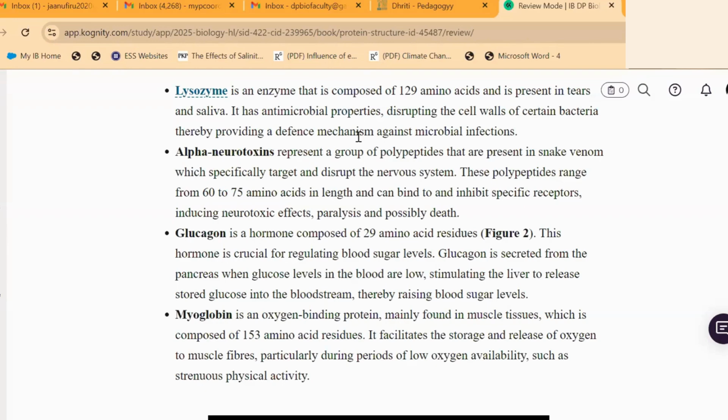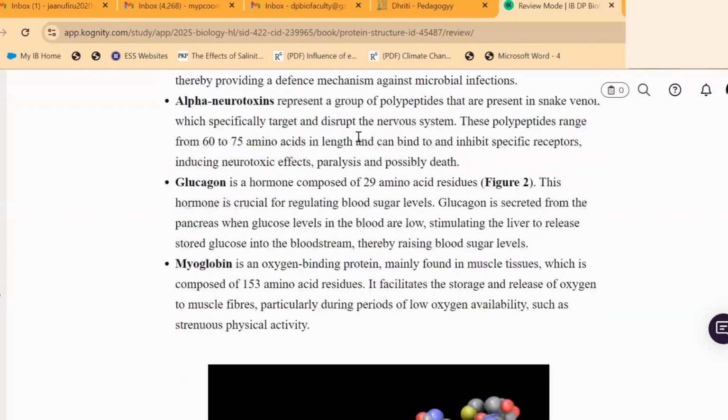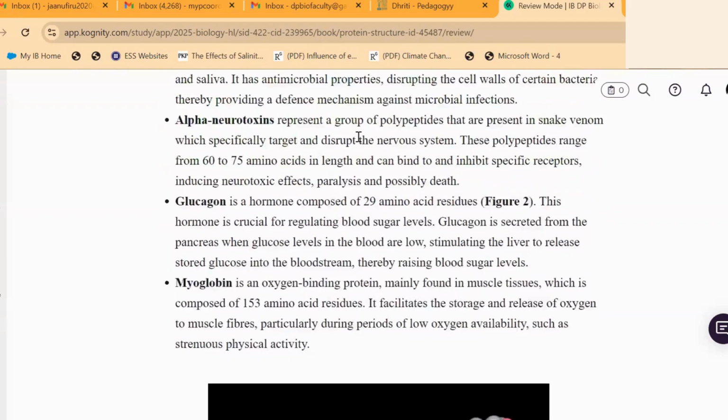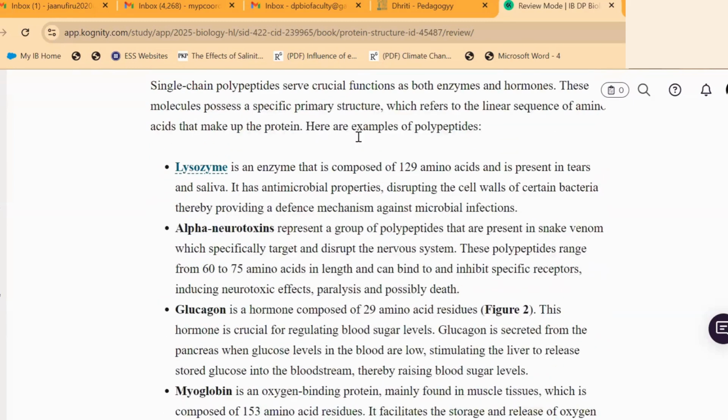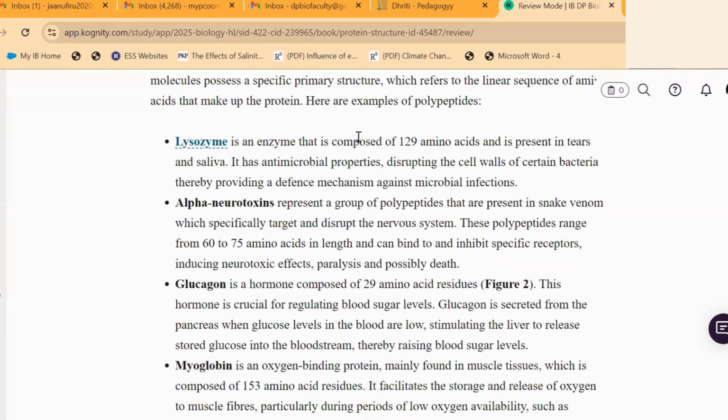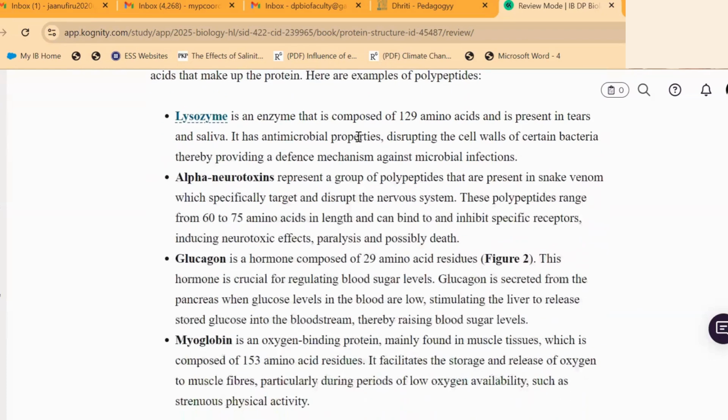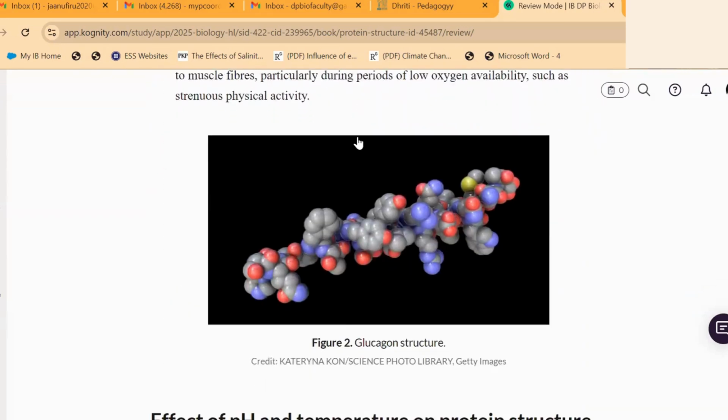That is also a protein molecule which is made up of 153 amino acids. All these examples which I am giving have a specific primary structure, which is a linear sequence of amino acids, many amino acids joined together by peptide bonds. Do I need to know these examples? At least two or three, whichever is easier for you.